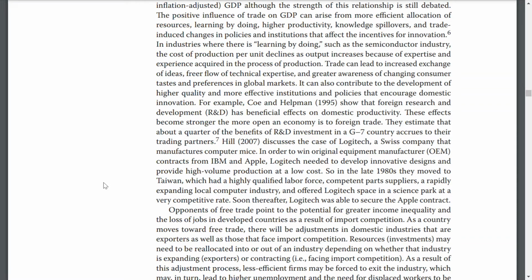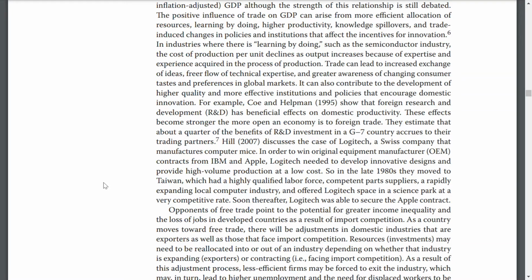For example, Hauptmann also shows that foreign research and development has beneficial effects on domestic productivity, and the effects have been strong. The more open an economy is to foreign trade, the larger the effect. They estimate that about a quarter of the benefits of R&D investment in G7 countries occur in the trading partners.